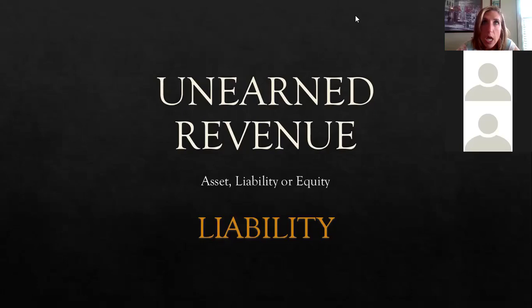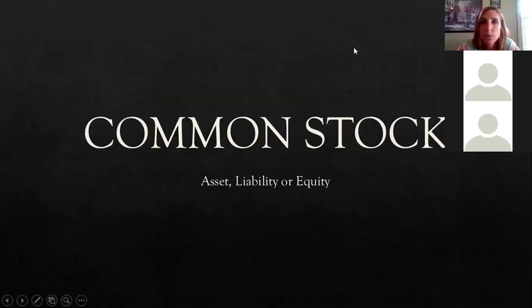So if you rent an apartment with two other people and they give you their portion of the rent in cash, you can't just take that and spend that cash on whatever you want, right? You owe that to your landlord. It's a liability when you receive that money. Next one, common stock. Asset, liability, or equity? Is it equity? Very good.